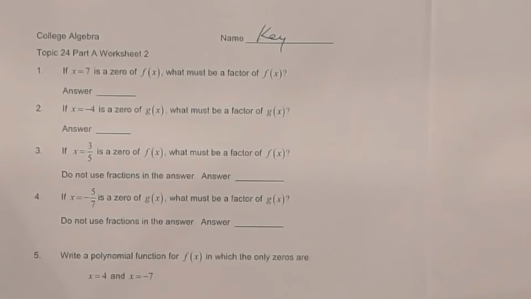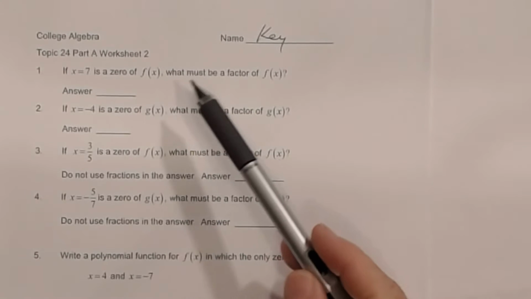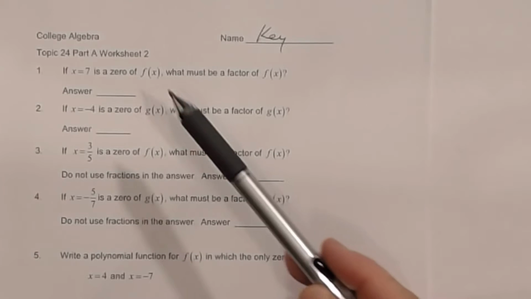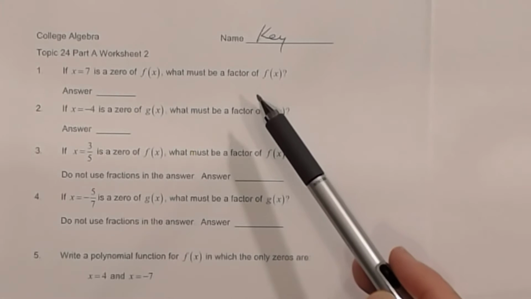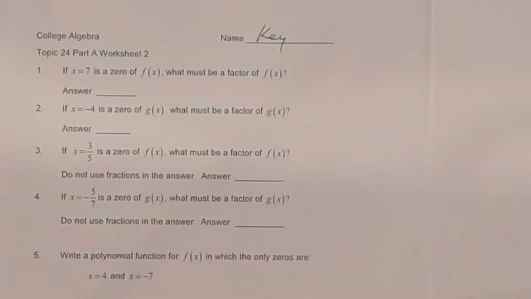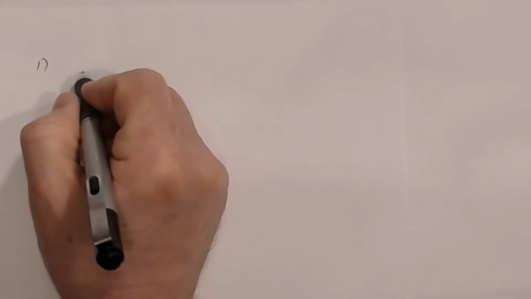All right, so this is the key to topic 24, part A, worksheet 2. On this problem, you're dealing with the relationship between a zero and a factor. So let's look at number one. I'm going to go ahead and write partially on here. So this is number one.